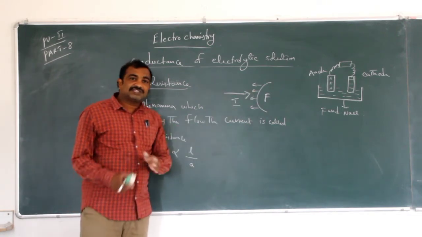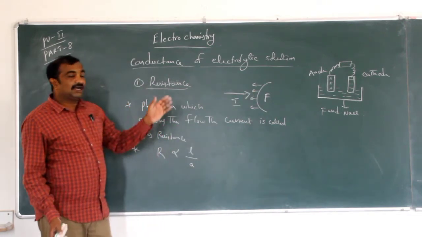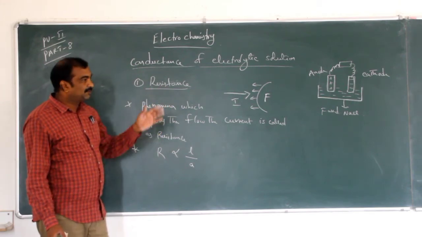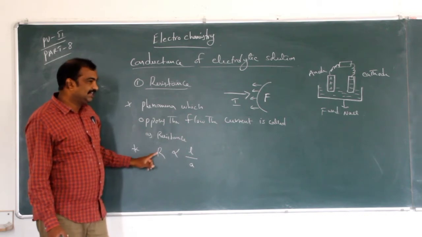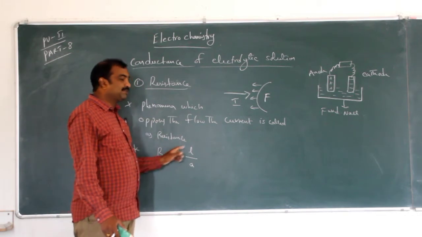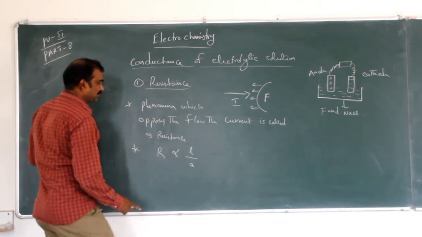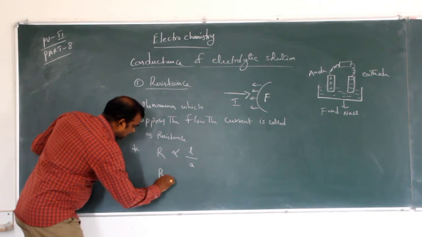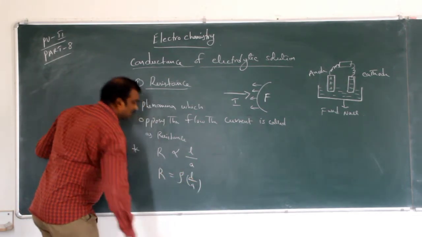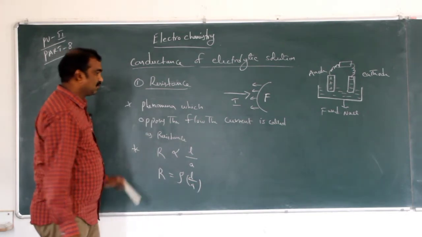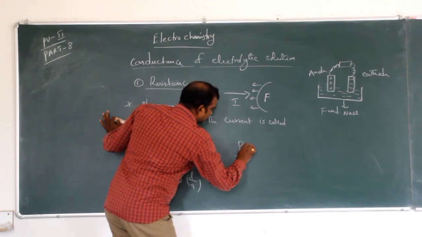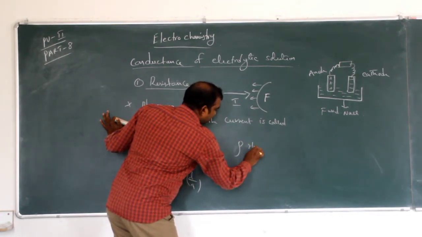If area of cross section is more, the force which opposes the flow of current becomes less. Lesser. So only here R is proportional to 1 by A. So finally we can write R proportional to L by A. So here we can write R is equal to rho into L by A. This is the proportionality constant, rho. This term we can call rho.